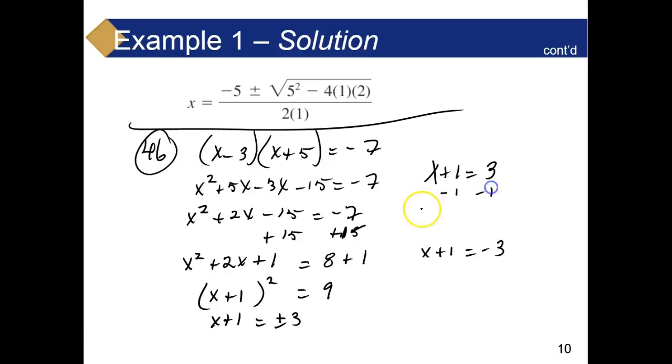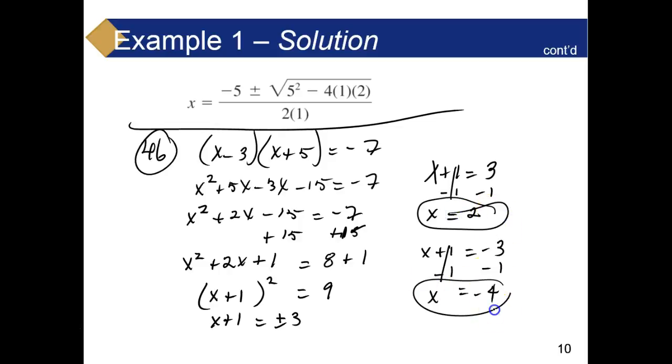Subtract 1 from both sides, and that gives you x equals what? 2. Got it. And the other one? No, subtract still. And this is x equal negative 4. And sure enough, that's the answers they give. 2 solutions, x equal 2, x equal negative 4. And it's not hard to check that one either. Let's just do it quickly.